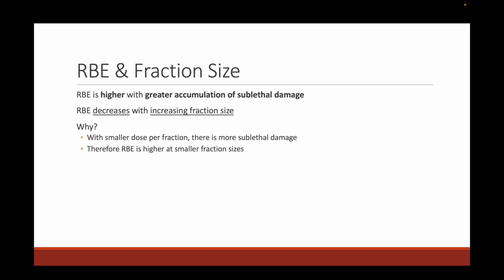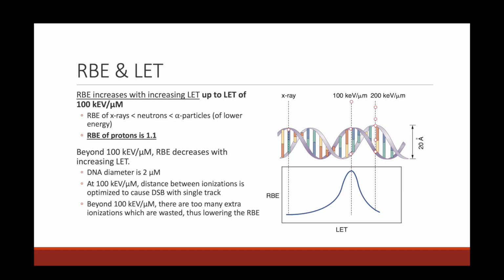And when do we get more sublethal damage? Number one, if we're treating our late responding tissues, so think low alpha beta ratio. And number two, if we're treating with smaller fraction sizes. So both late responding tissues and smaller fraction sizes are going to have a higher RBE. The most important relationship to understand, the most commonly tested thing, is the relationship between RBE and LET.